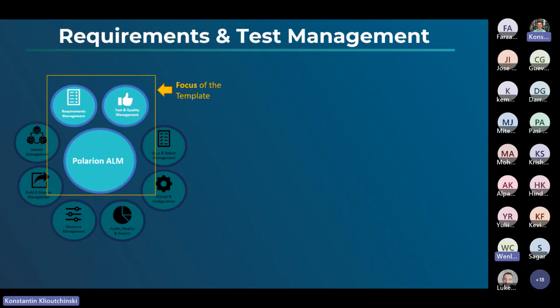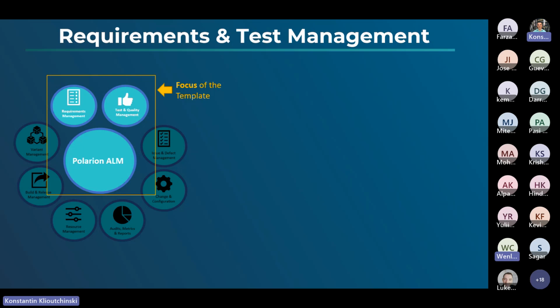So today we looked at only one smaller part of what Polarion can do. We can consider that we used requirements management, test and quality assurance, test management, and these are the core functionalities of Polarion, plus 2 templates for functional safety and cybersecurity.